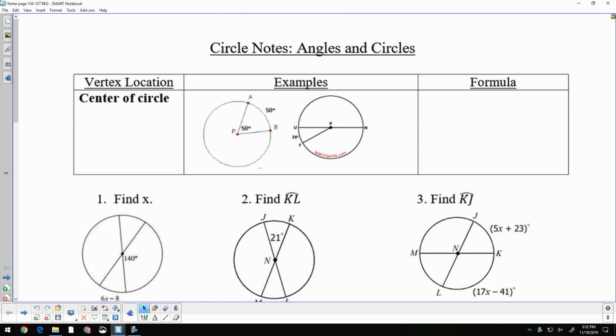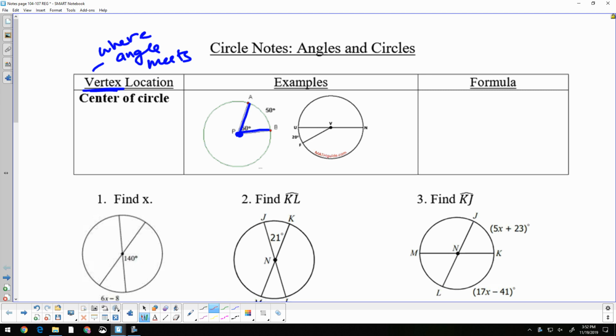Okay, so today we're talking about angles in circles. The first one we've already really talked about, so it's the vertex is where the angle meets. Okay, so when we're talking about the vertex location in these two cases, the vertex, or where the angle meets together, is in the center of the circle. So we actually already know this one.